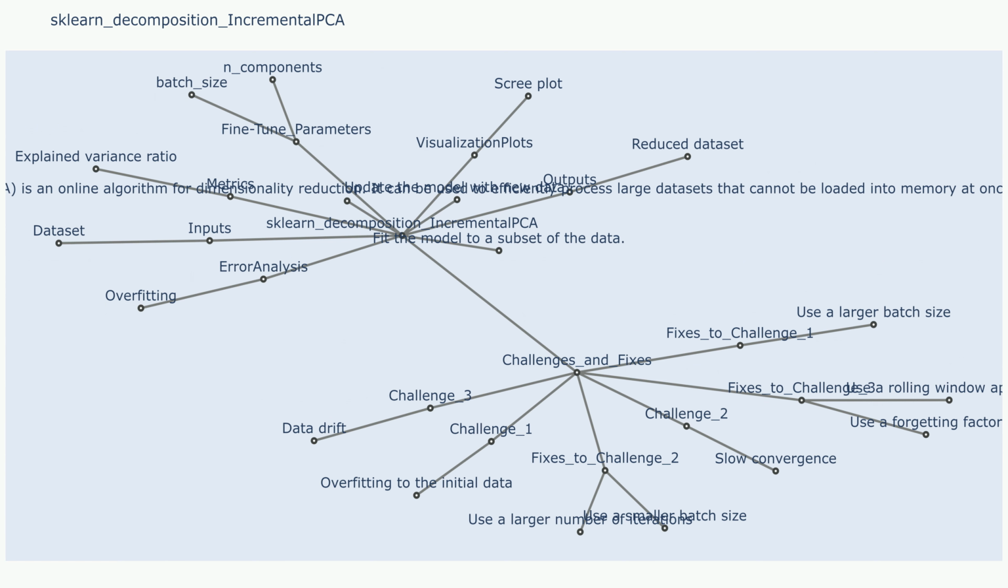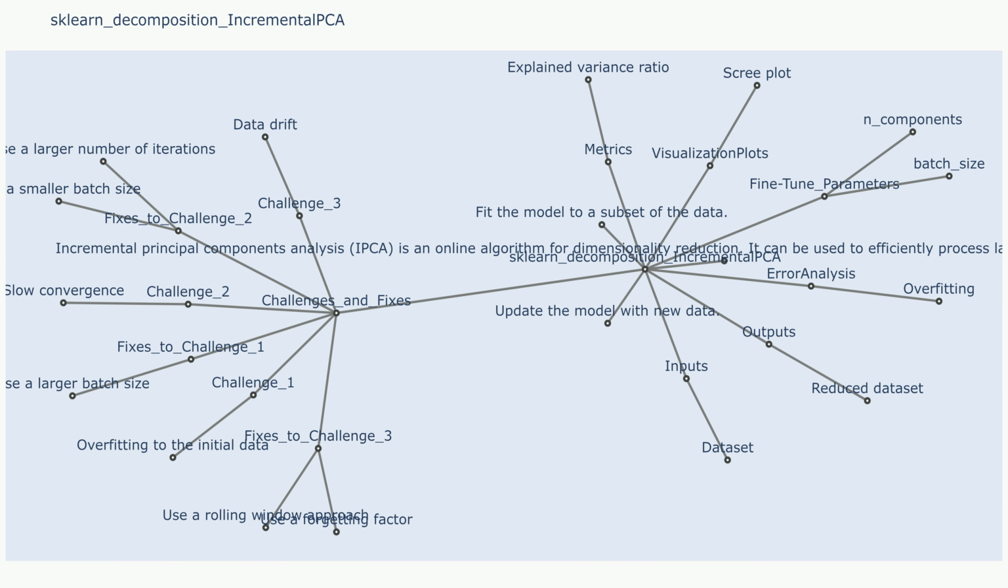Uncertainty methods. Confidence intervals. Confidence intervals can be calculated for the principal components to quantify the uncertainty in their estimates. Bootstrapping. Bootstrapping can be used to estimate the variability of the principal components and the explained variance ratio.